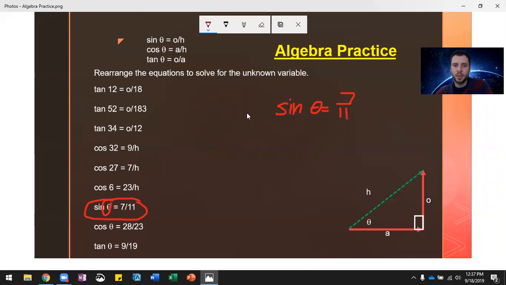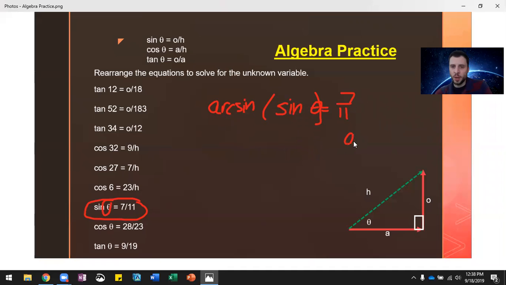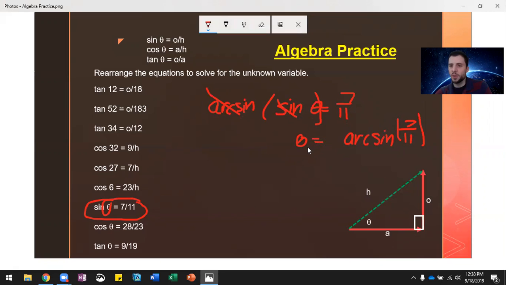I want to get rid of sine, so I need to take the arc sine of it. So arc sine. But whatever I do to one side, I have to do to the other. So I'll take the arc sine of 7 over 11, in parentheses. The arc sine and the sine cancel out, and we're left with theta equals the arc sine of 7 over 11. So let's see what that angle actually is.